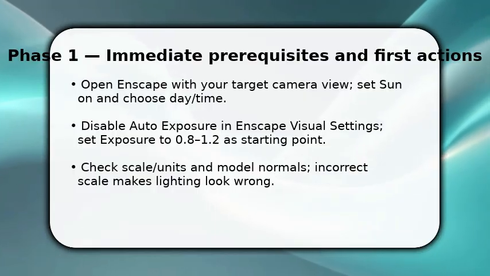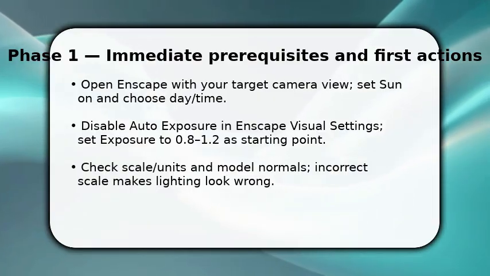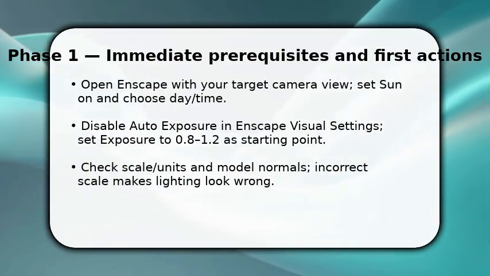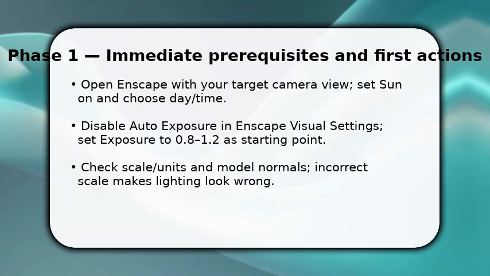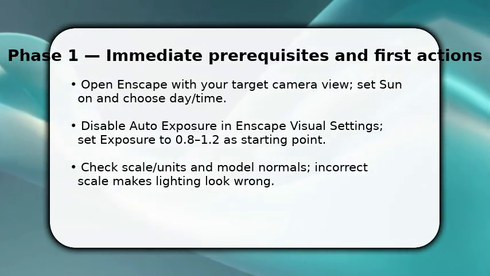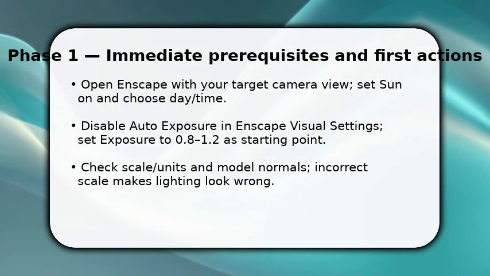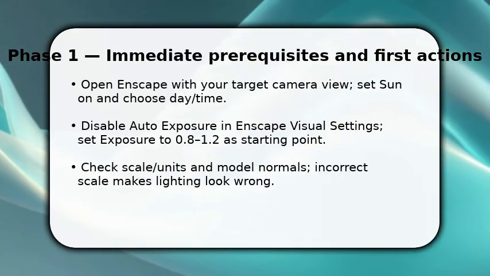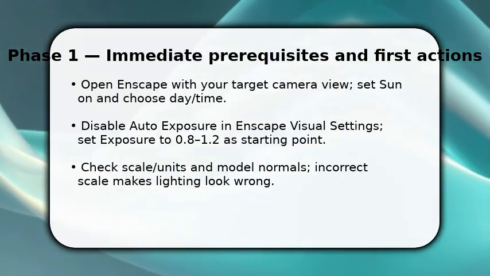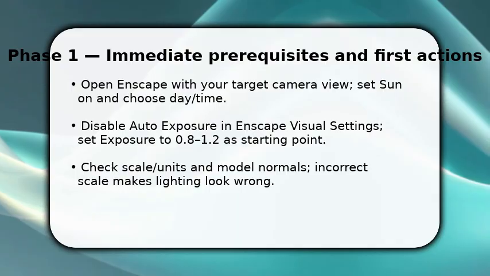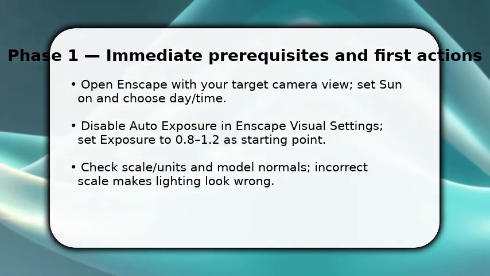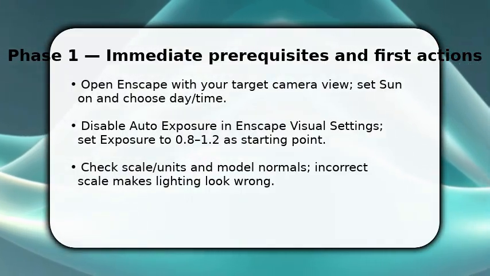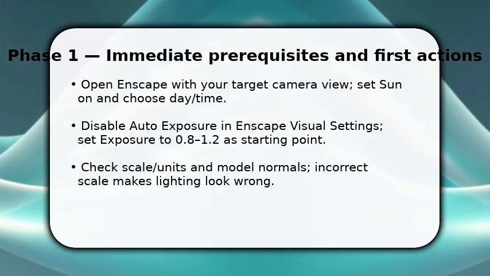You begin by locking in the view you want and turning the sun on so Enscape has natural light to work with. Once done, disable auto exposure and set exposure between 0.8 and 1.2 to reveal detail without clipping. Make sure your model scale and normals are correct. Lighting behaves like real life, so a model at the wrong scale will look off. This gets you immediate feedback and a consistent baseline to tweak both environment and artificial lights.